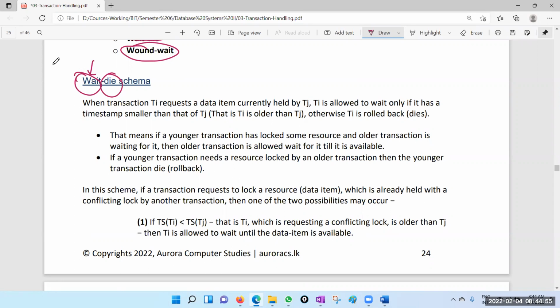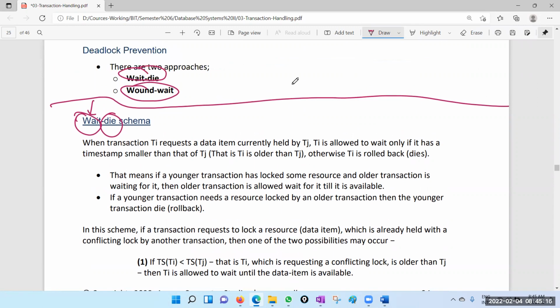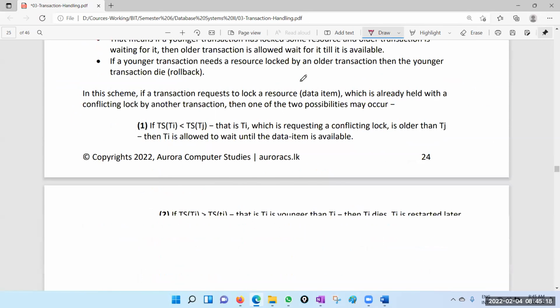Okay. Anyway, we'll discuss this when we are doing the timestamp based transaction handling, because this is more relevant to the timestamps. I will come back to this when we are doing the timestamp based handling, because still we are discussing log based transaction handling. Still we have not finished with the log based. Then we'll come back to wait-die and wound-wait. Okay.